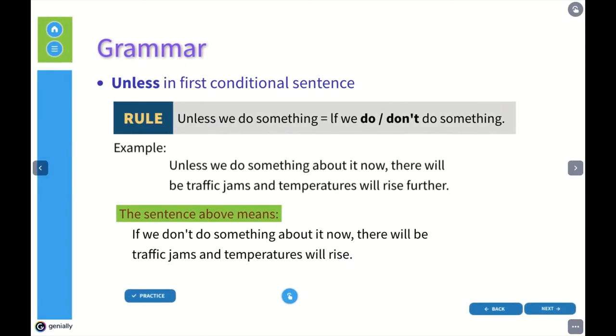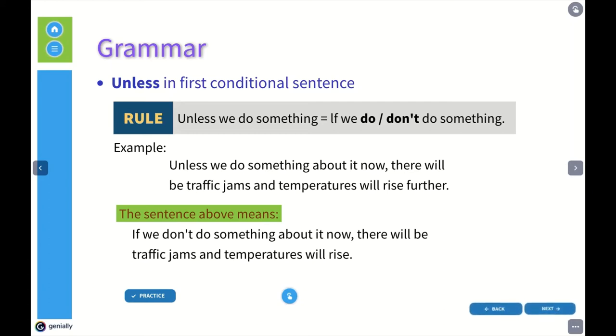Okay, another point here, unless in conditional sentences. So we can use if or we can use unless, but unless has a different meaning from if. Here is the rule: unless we do something means that if we don't do something. Although you can see here it's kind of positive, the meaning is a bit negative.